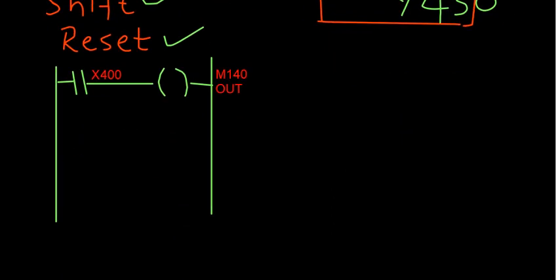So now let me take up the next input, and this goes to one more output, and this input, let me take it as X401. I would explain all these things. X401, and here this is again M140 with SFT. So this has to shift the output, M140 with shifting, right?